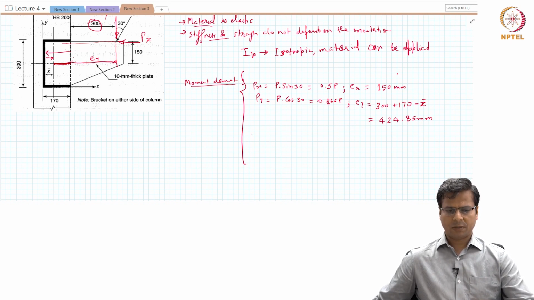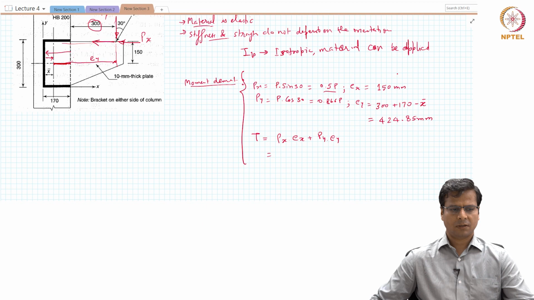The twisting moment now can be calculated as Px Ex plus Py Ey. So Px is known as 0.5P, and P we don't know yet, so we will keep the P term as unknown. 0.5P multiplied by 150. Also be mindful that this will have a moment in this direction, which will have an anti-clockwise effect, and Py will have a clockwise effect. So anti-clockwise and clockwise.